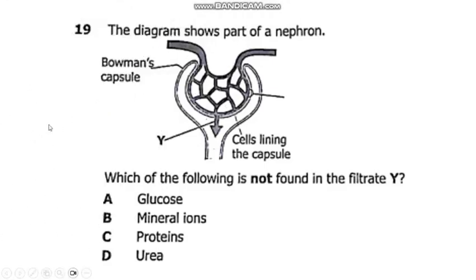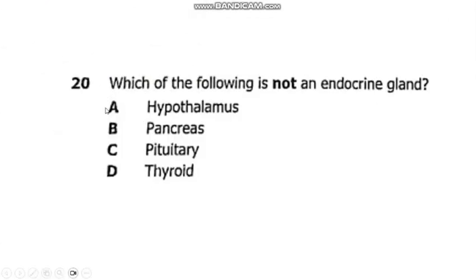The question reads, the diagram shows part of the nephron. So we have this diagram showing part of the nephron. We have the Bowman's capsule, and we also have the cells lining the capsule. Then we have the pathway body Y. So the question reads, which of the following is not found in the filtrate Y? A. Glucose, B. Mineral ions, C. Proteins, D. Urea. So here, proteins are not going to be found in the filtrate. Why? Because the proteins are very large, hence they cannot be filtered out of the blood vessels. So we now move on to question 20.